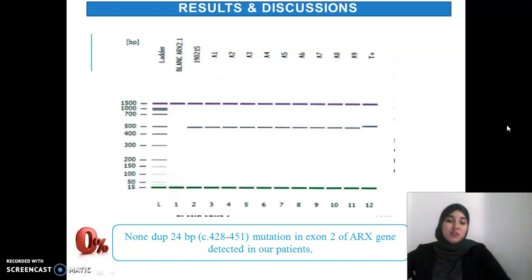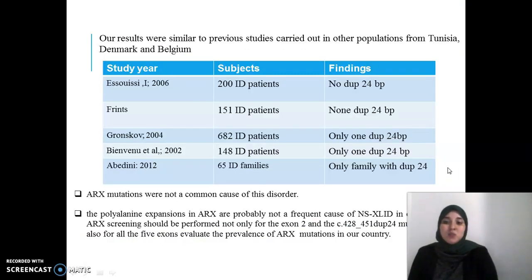For the mutational screening, no 24 base pair duplication was detected in our patients in exon 2 of the ARX gene. So here we have patients with the control and the ladder, and no duplication was detected. Our results were similar to previous studies carried out in other populations from Tunisia, Denmark, and Belgium.